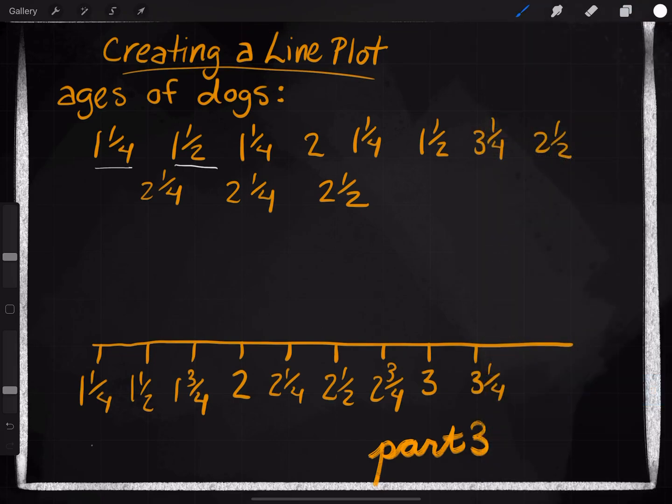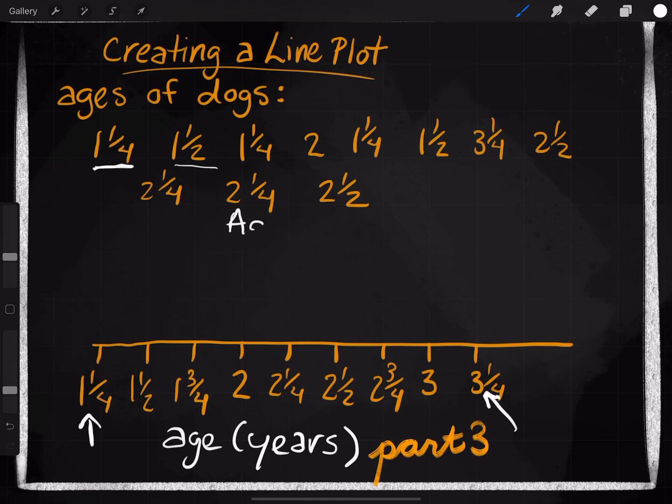We started our number line with the youngest dog. There's no dogs younger than 1 1/4 years old. And we end our number line with the oldest dog, 3 1/4 years old. So this is age in years. And then we can label, make a title at the top, ages of our puppies.